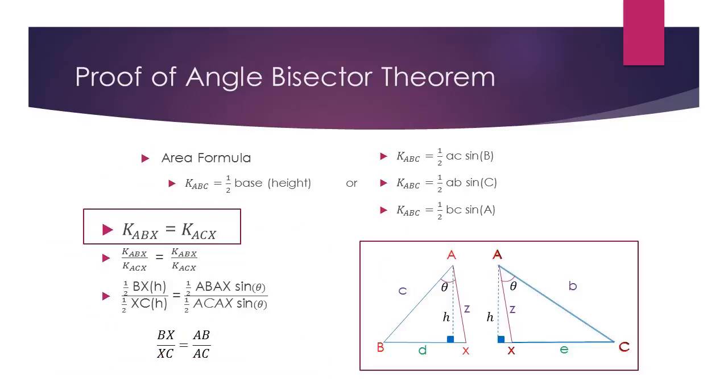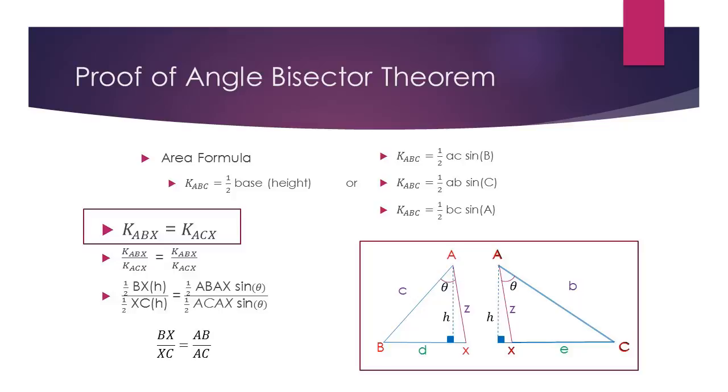So if we combine parts 2 and 3, we know that the area of the left triangle ABX is equal to the area of the right triangle ACX. Using the two area formulas, the one on the left, 1/2 base times height, and then the one on the right, 1/2 sine theta times the two adjacent sides, we can actually set one area over the other. So if you look at the left side, 1/2 BX times h divided by 1/2 XC times h, they both have 1/2 h in common. So we can actually reduce that into BX over XC.